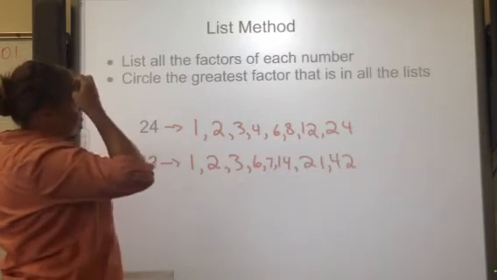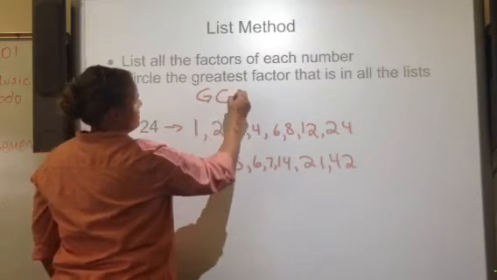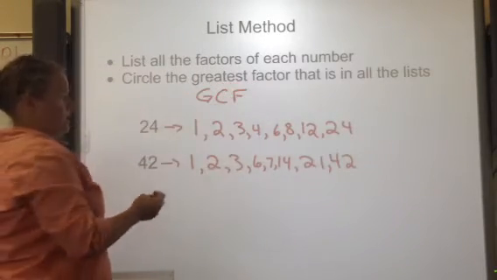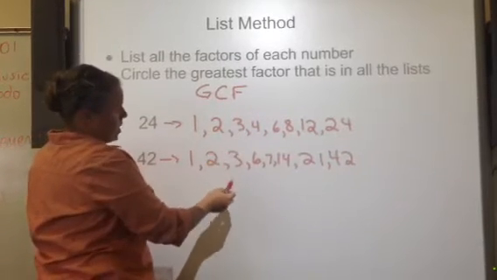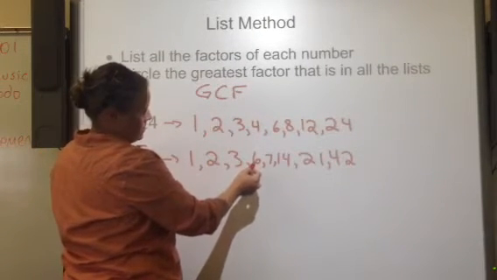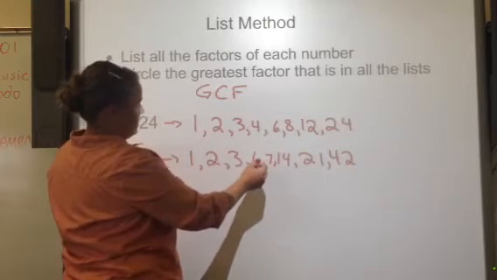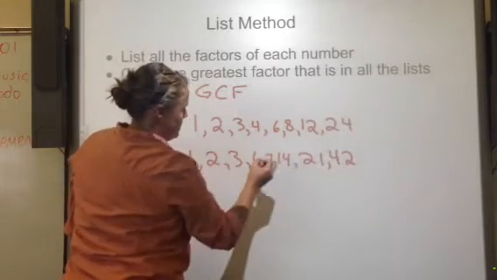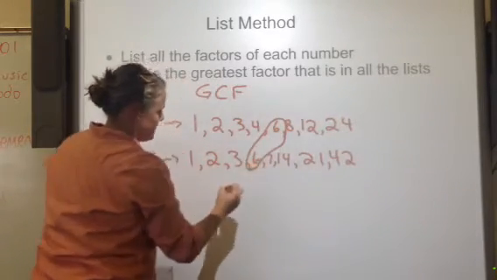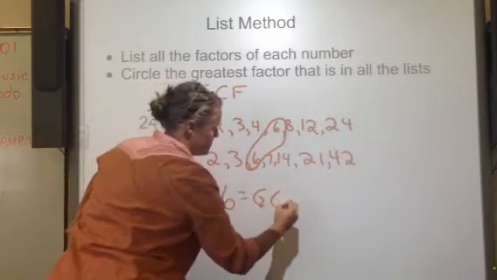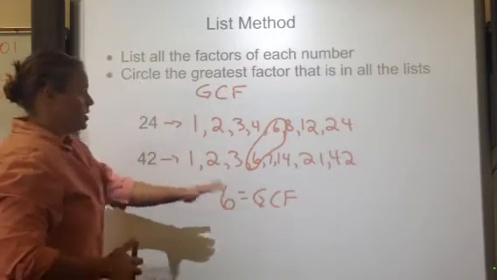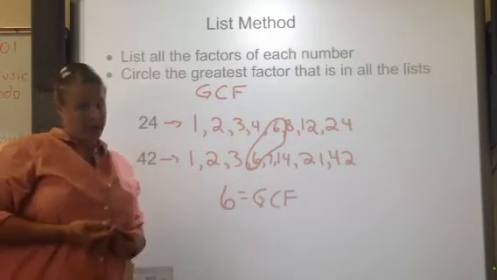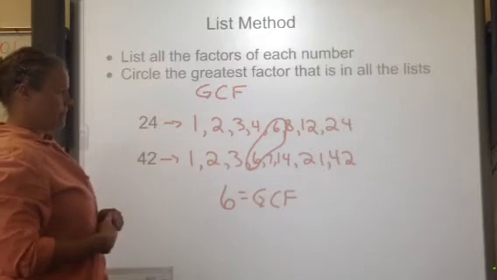So to find the greatest common factor for these, circle the greatest factor that's in common. So I see they have a 3 in common, they have a 6 in common. So it looks like 6, I don't see anything else that's the same. 6 is my GCF. So 6 is the largest number that both 24 and 42 have in common as a factor. Okay, so 6 is the GCF.